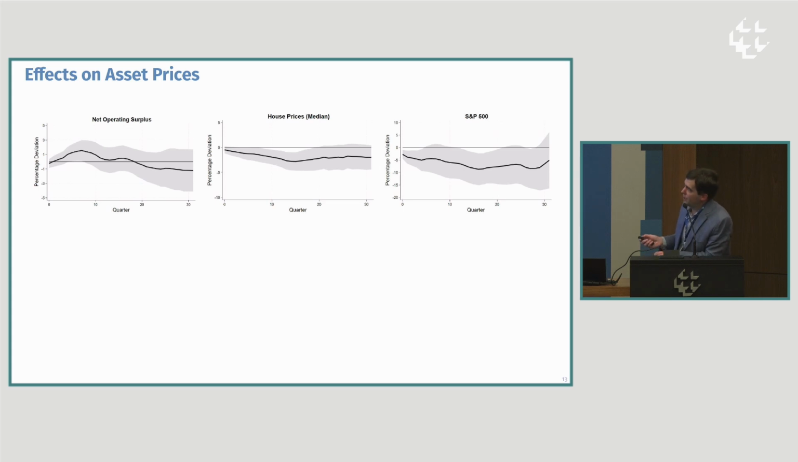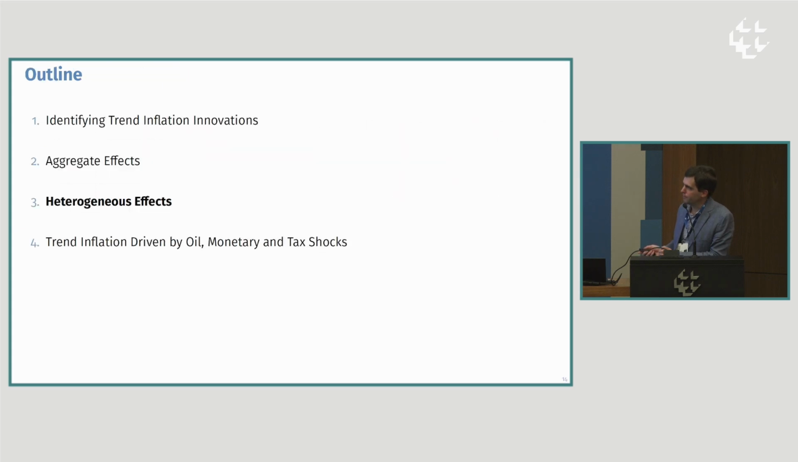So for asset prices, we see a decline in the S&P 500 measured in real terms. We also see a decline in house prices, and we see a slight increase in the net operating surplus, which is an account that can be a proxy for the profits that companies are getting in the economy. But in the end, to take an overall picture, we see that this increase in trend inflation induces a decline in real asset prices. That's what we get from here, and this will play a role when we look into the heterogeneous effects.